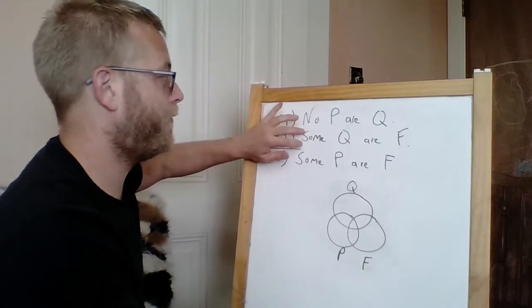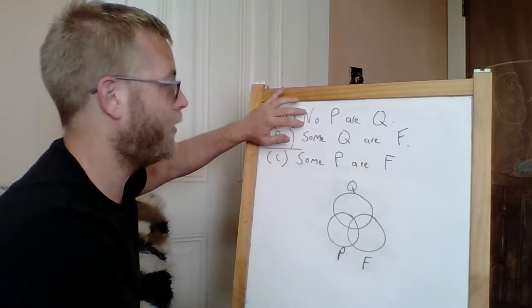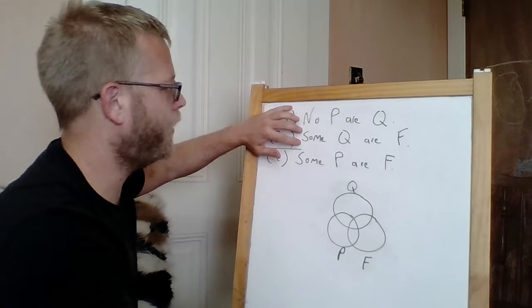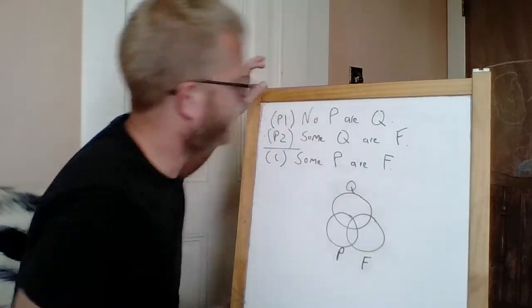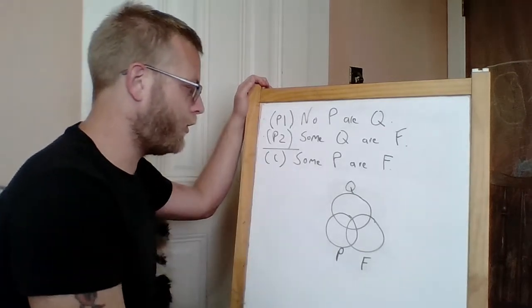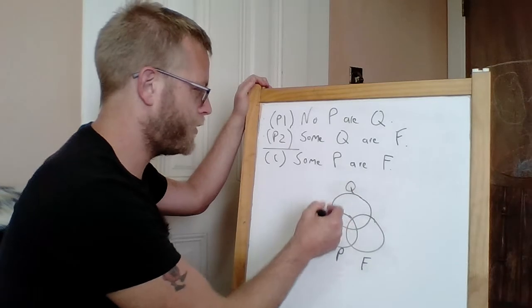Because if this had been the first premise, you would want to do the universal one anyway, right? Because I just told you, avoid doing the particulars first if you can. Do the universals first. In this case, the universal is already first, so that's fine. Easy. No P or Q. Well, that means there's no members of the P circle that are members of the Q circle.